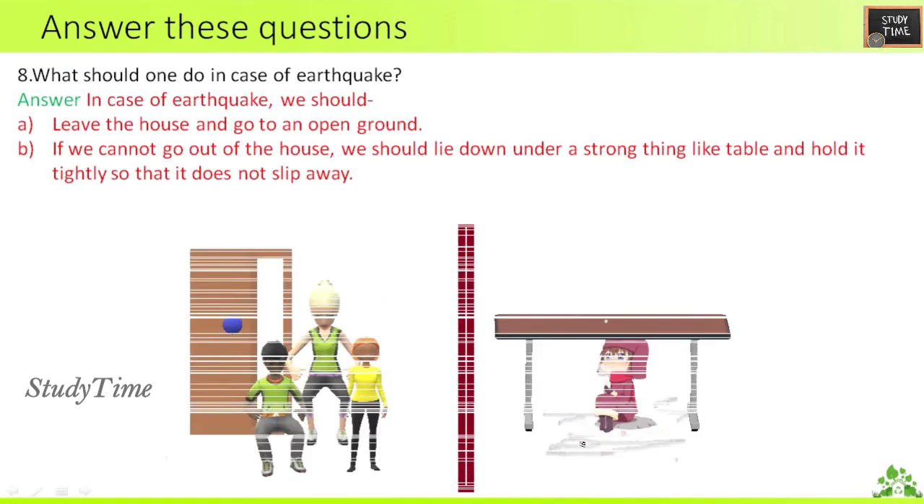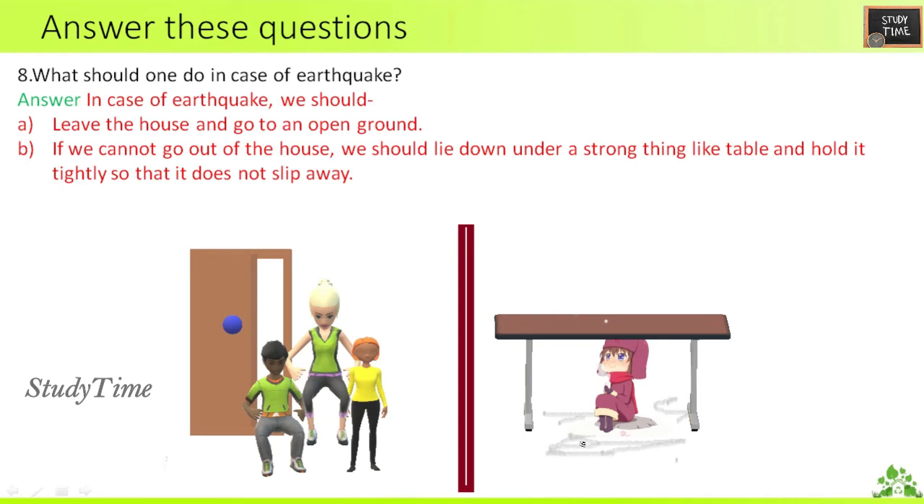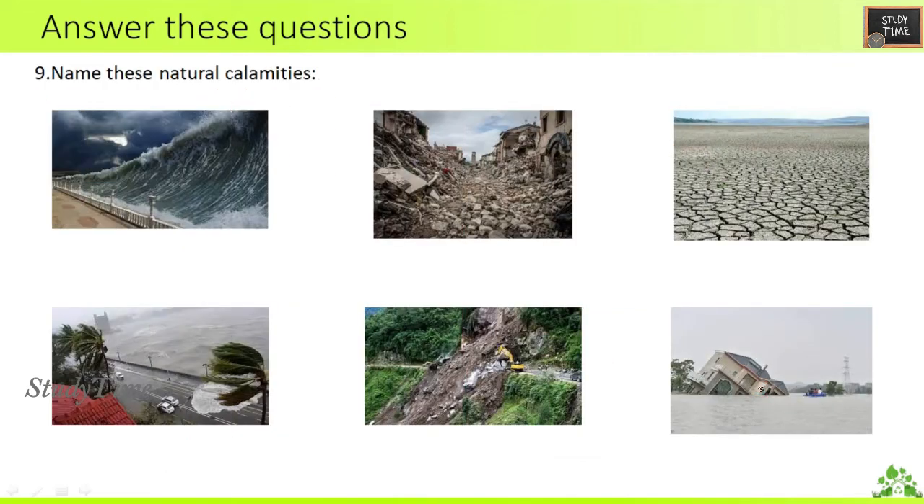Next, what should one do in case of earthquake? Either they can leave the house and go to an open ground, or if they cannot go out of the house, they should lie under a strong thing like a table and hold it tightly so that it does not slip away. So these are the two things that you can do in case of earthquake. Next, name these natural calamities. First one is tsunami, second one is earthquake, next drought, next cyclone, next is landslide, then you have flood.